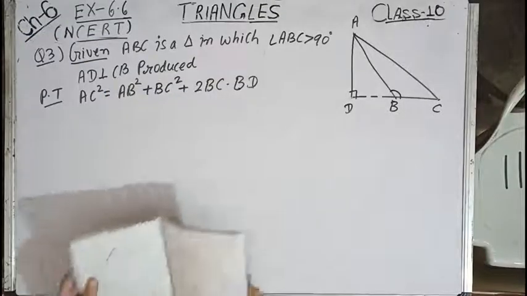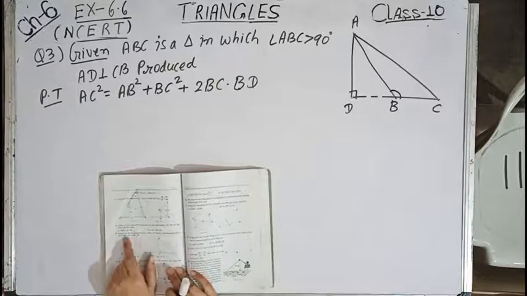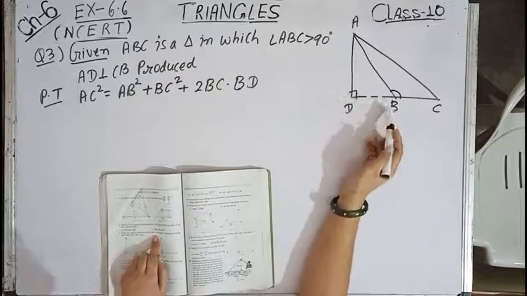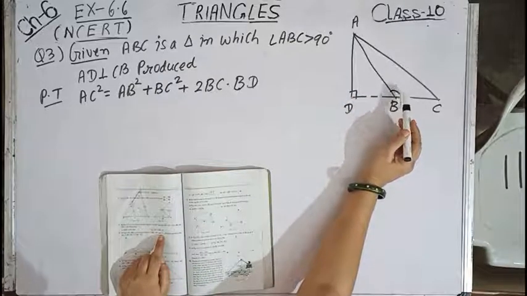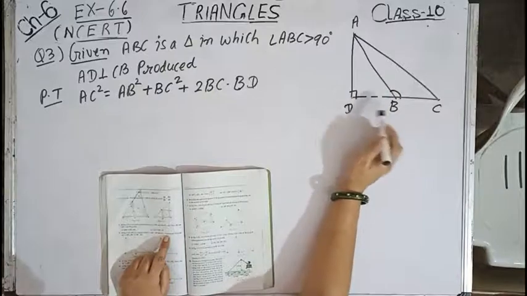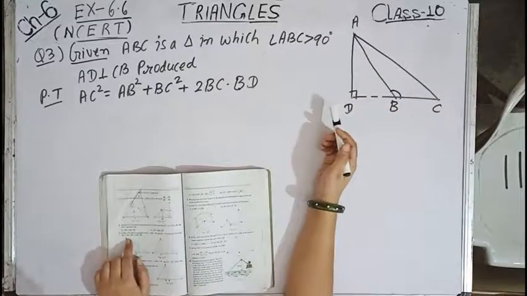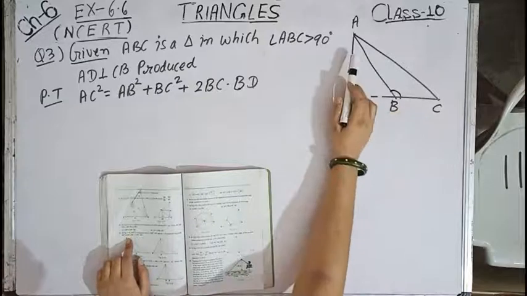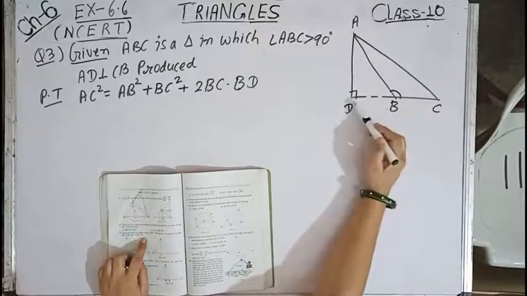Question number 3 says that, as given in figure 6.58, ABC is a triangle in which angle ABC is greater than 90 degrees. It means this is an obtuse angle, angle B is obtuse over here, and AD is perpendicular to CB produced. So we have to prove that AC square equals AB square plus BC square plus twice BC into BD.